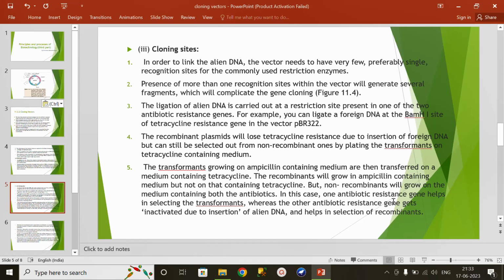In this case, one antibiotic resistance gene helps in selecting transformants, whereas the other antibiotic resistance gene gets inactivated due to insertion of alien DNA, alien meaning foreign DNA. Inactivation due to insertion is a phenomenon by which foreign DNA gets inserted into a tetracycline or any antibiotic resistance gene and inactivates it. It is called insertional inactivation and helps in selection of recombinants.